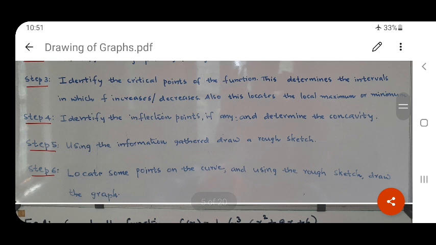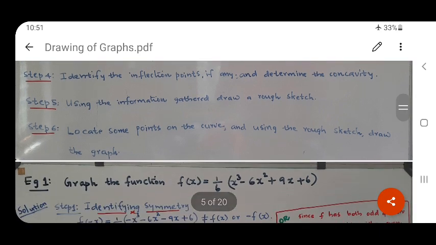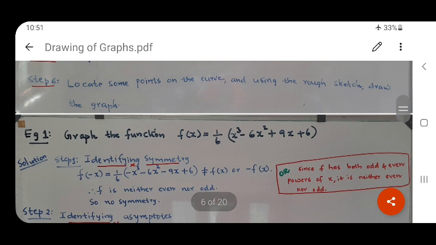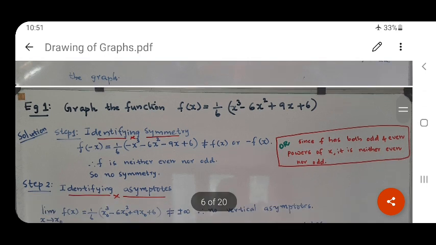In step 5, we gather all the information from step 1 to 4, and using them, we draw a rough sketch. And finally, in step 6, we locate some points on the curve, and using the rough sketch in step 5 and the points located already, we will draw the original graph. So let us illustrate with certain examples. So the first example is graph the function f of x equal to 1 by 6 x cube minus 6x square plus 9x plus 6.